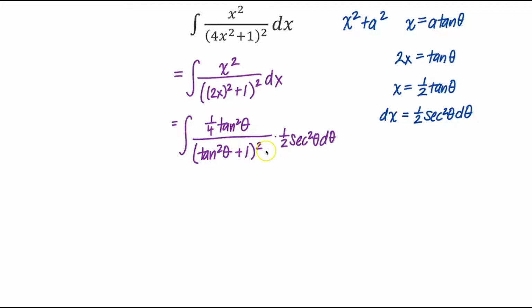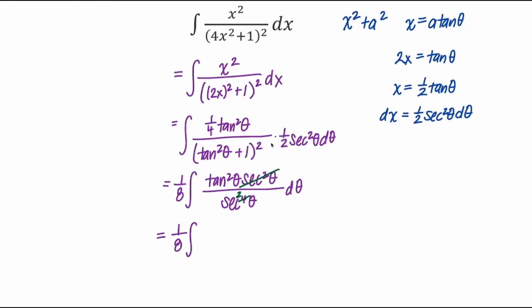All right. So now I have 1/4 times 1/2 is 1/8. Let's bring that out. So I have 1/8, the integral of, I have tangent squared theta, I have a secant squared theta, all over tangent squared theta plus 1 is secant squared theta, and that's all squared, so I have secant to the 4th theta d theta. All right, well, some nice stuff happens. Secant squared cancels with 2 of the copies of secant on the bottom, so I'll have a secant squared left on the bottom. And so I have 1/8.